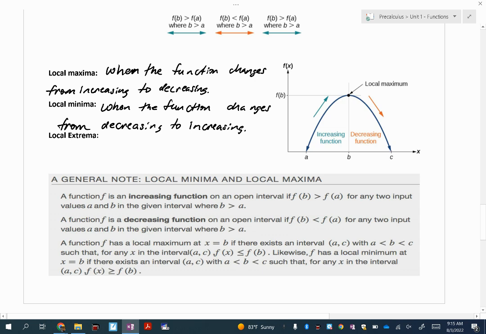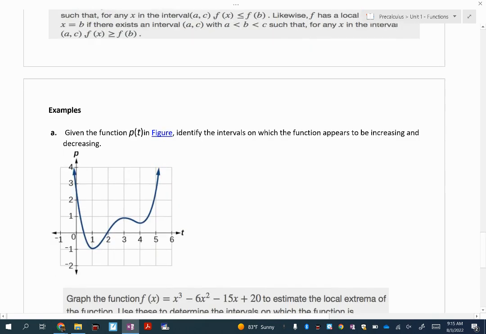And local extrema is just the fancy way, as I said, of finding those local maxima and local minima. And when you say maxima or minima, that's the plural. If you say minimum or maximum, that would mean one of them. So this is just your local maxima or local minima. All right, so let's give this a try.